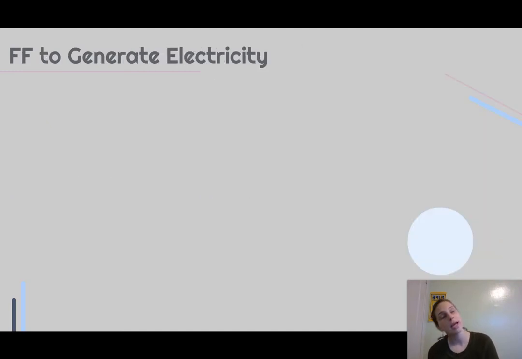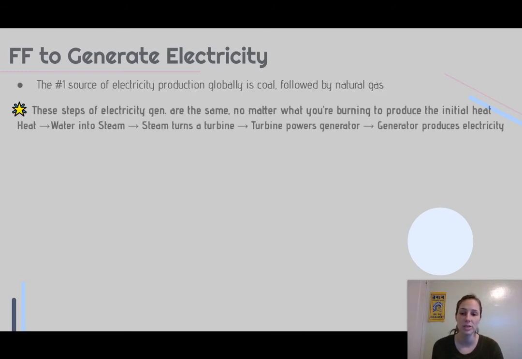So now how is it that we take these fossil fuels and generate electricity? Well, the number one source of electricity production globally is coal. So it's important to remember that when we're talking about these. Although all of them are going to work generally the same, coal is the main one that we tend to be talking about globally. However, natural gas is going to be the next most common one. The general steps for electricity generation are going to be the same, no matter what type of fossil fuel you're burning, in order to get this heat.